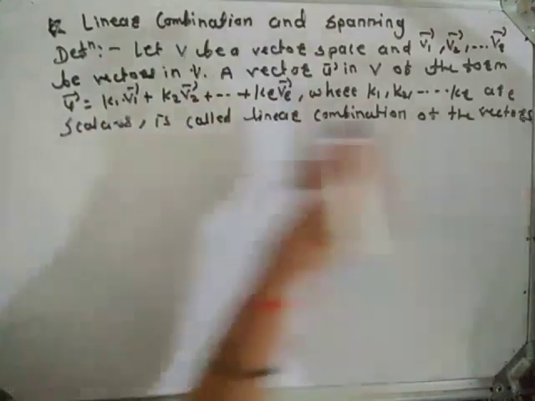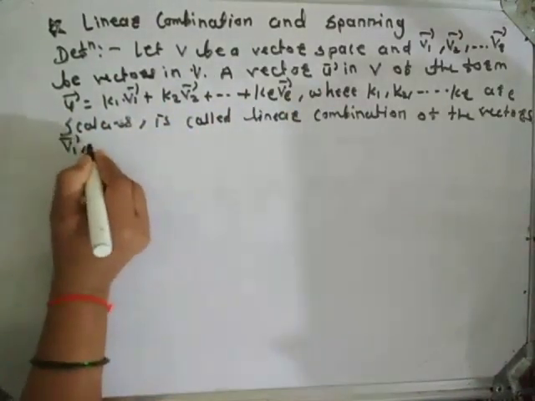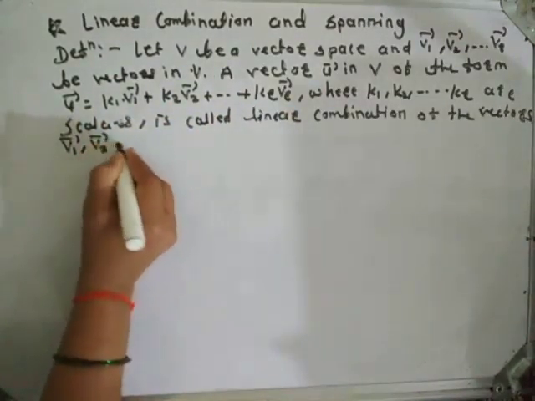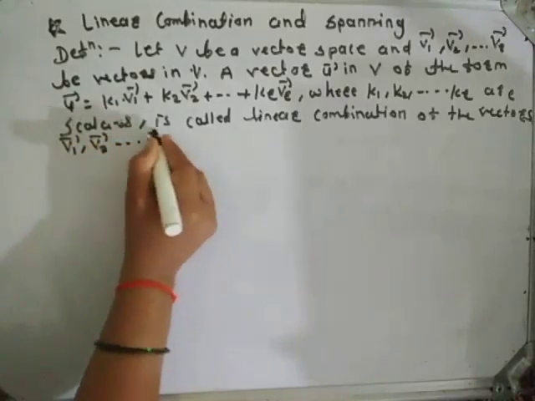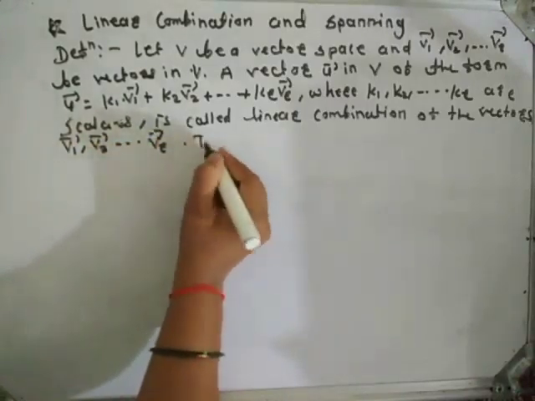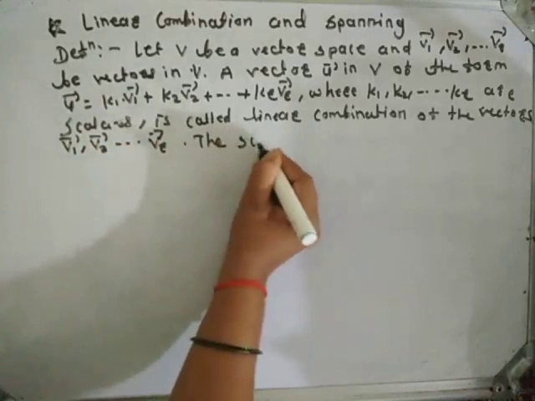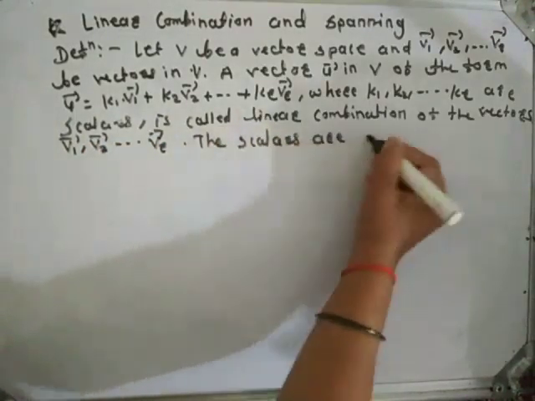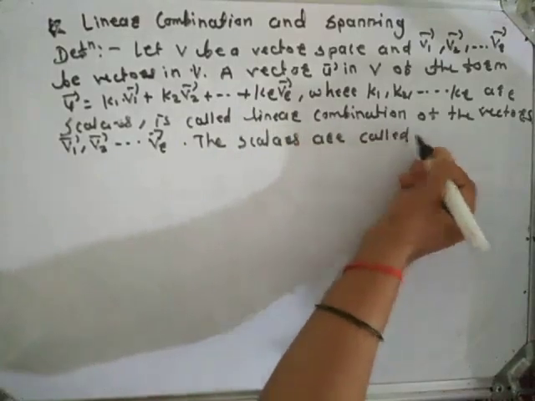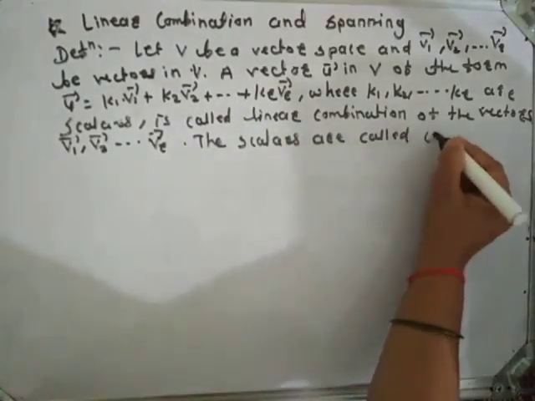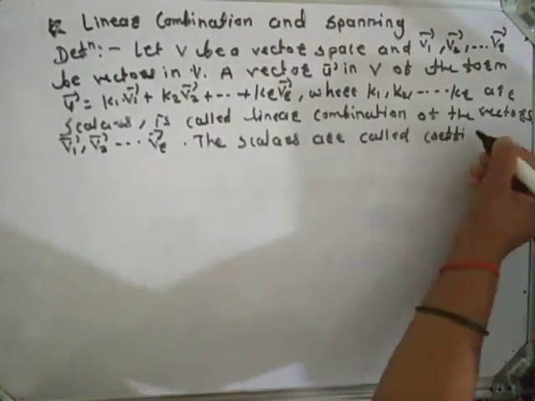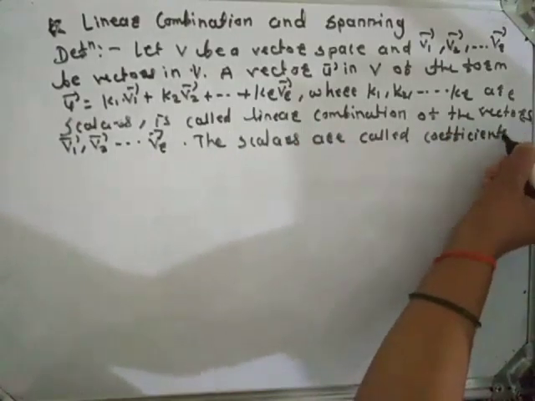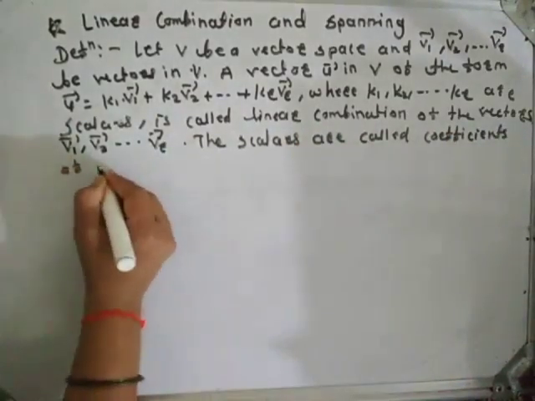Not only vector, it is vectors V1 bar, V2 bar and so on up to VR bar. Okay. The scalars are called coefficients of the linear combination.